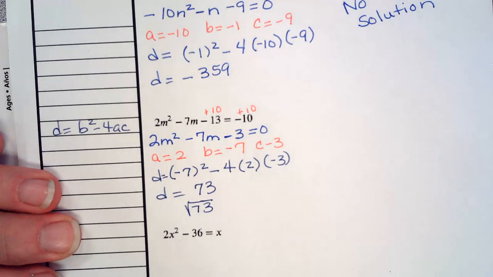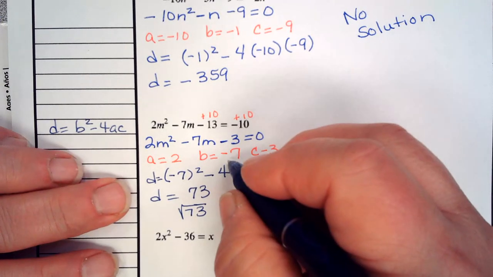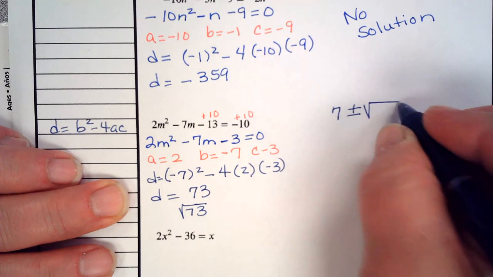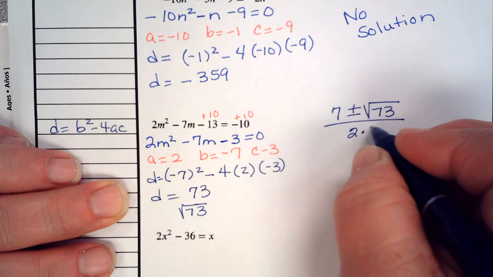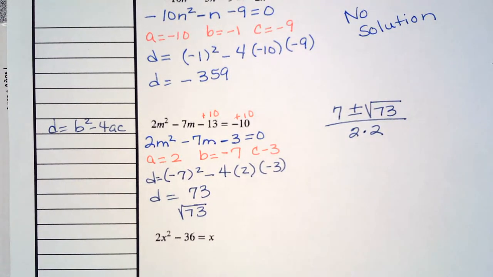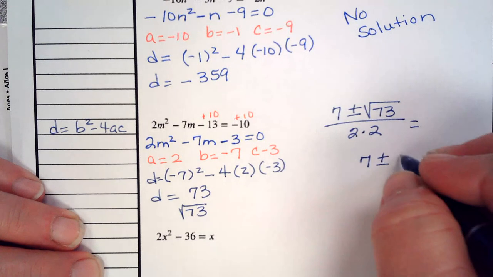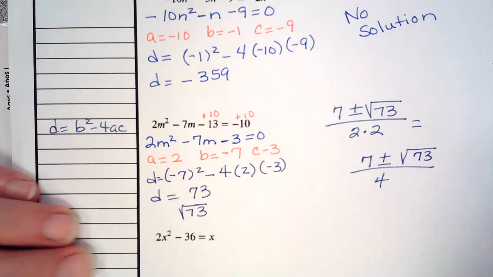Well, it does make my life easier, because remember, it's the opposite of b. The opposite of negative 7 is 7. Plus or minus the square root of 73 all over 2 times 2. Simplify. The only thing you can do is multiply 2 by 2 times 2. 7 plus or minus the square root of 73 divided by 4 is our answer, and you're done.